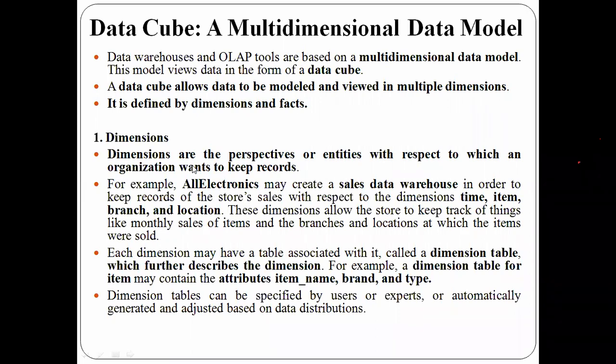So in the same way, in a data warehouse system, we will have some entities or perspectives here. A perspective is just like a preconceived piece of information. Okay, so it is the perspectives or entities with respect to which an organization wants to keep the records. About which entities the organization is keeping the record, that information is called the dimensions here.